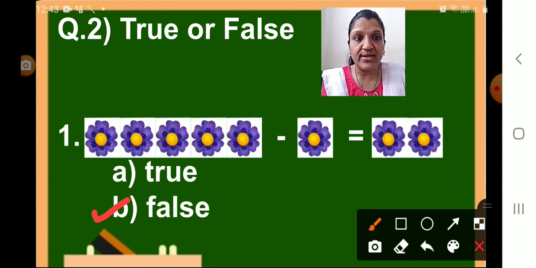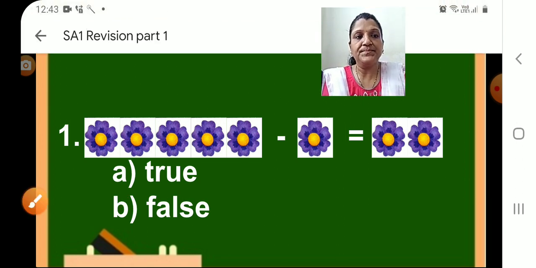Have you understood, children? Yes, so you have to read the question carefully. You have to solve the sum on your own and see if the answer is correct. And then you have to tick on the correct option, that is whether it is true or false. Okay, children? Okay. Now let us move to the next question.